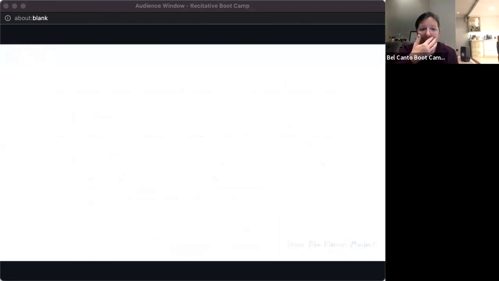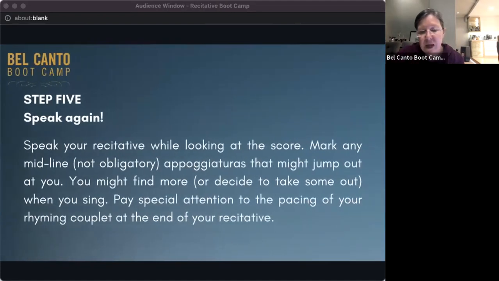Step 5, speak again. Now, you're going to speak your recitative while looking at the score, right? So you're still speaking, but now you're looking at the score with all that information. Mark any midline, not obligatory appoggiaturas that might jump out at you. So any of these more pink line ones, if you're like, oh, I think that it would be nice to sing an extra appoggiatura. You might find more or decide to take some out when you sing, right? So it's not an exact science.